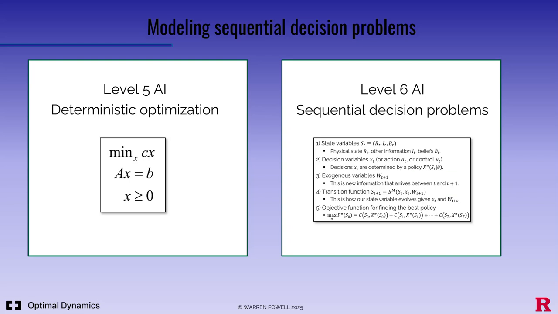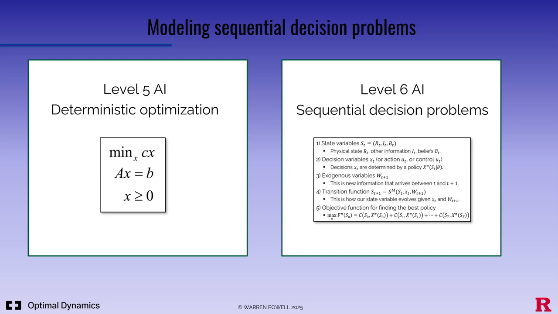Now, let's compare level 5 vocabulary to level 6. So level 5, we saw this min cx subject to Ax equals b. This is the language of deterministic optimization. This is the language of making a decision at a point in time. Very mature. We have a whole library of solvers to solve this.